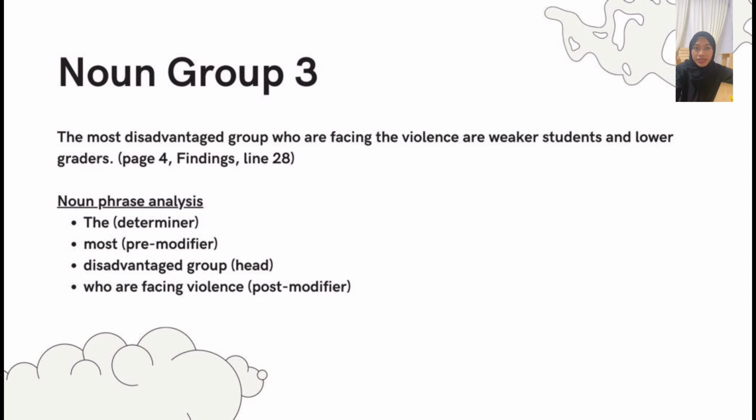So the noun group is: the most disadvantaged group who are facing the violence are weaker students and lower graders. For the analysis, the is the determiner and most is the pre-modifier, which is the word that modifies the head. And most could also be classified as adverb and adjective. The head, which acts as the central element in this noun group, is group. Disadvantaged serves as the description of the word group.